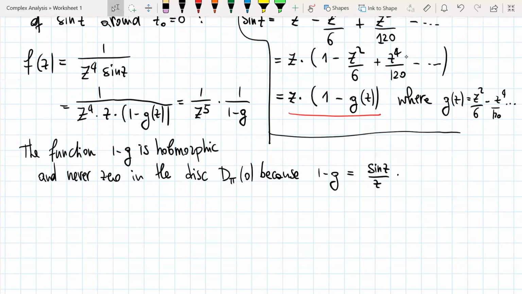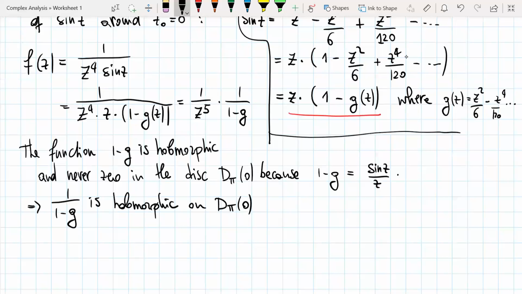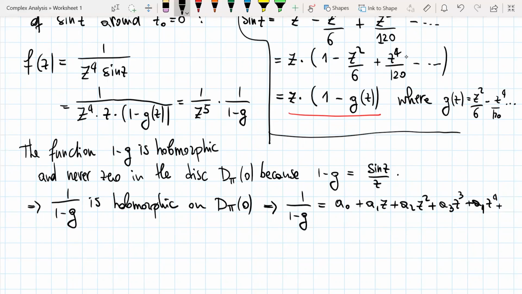So this implies that the function 1 over 1 minus g is holomorphic on D pi 0. So it has some power series expansion. So this means that 1 over 1 minus g is equal to some power series expansion. So this will be a0 plus a1 z plus a2 z squared plus a3 z cubed plus a4 z to the 4 plus a5 z to the 5, and you can go on forever.